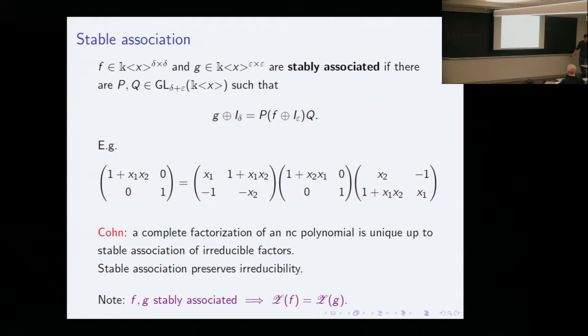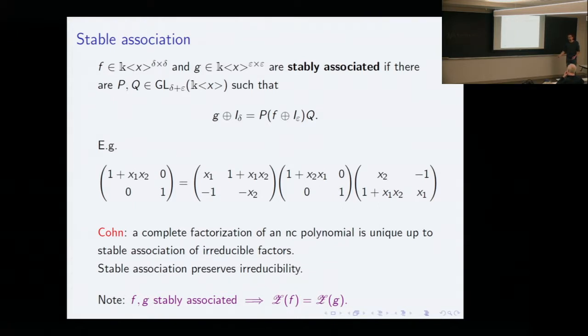And also stable association, it's not hard to see, preserves irreducibility. I mean, if something is irreducible and something else is stably associated with it, that other thing should also be irreducible. Now what's going to be especially important for us today is that if we have two stably associated polynomials and they satisfy a relation like that, then they will have the same singularities. We see that from here. If I put some x's in here, that's always going to be invertible, that's always going to be invertible, so g of x is going to be singular if and only if f of x is going to be singular. So the point is, free loci definitely cannot distinguish between stably associated polynomials.